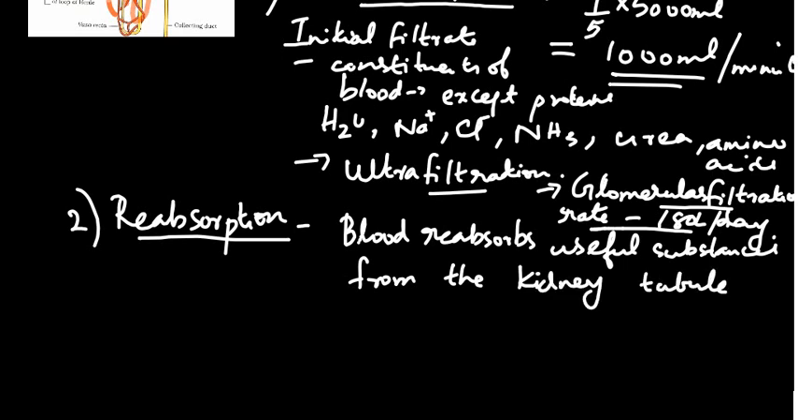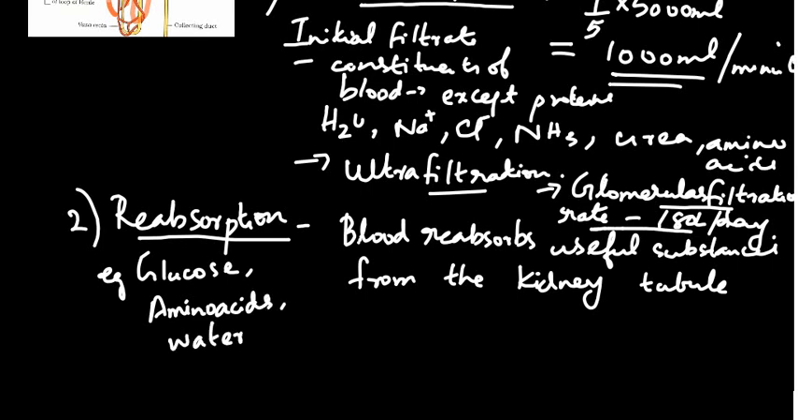Some of the useful substances that are reabsorbed are glucose, amino acids as per the need, and water depending upon how much the blood requires. If water is not sufficient in the body, then more water will be absorbed by the blood. So glucose, amino acids, water, and sodium will be absorbed by the blood.